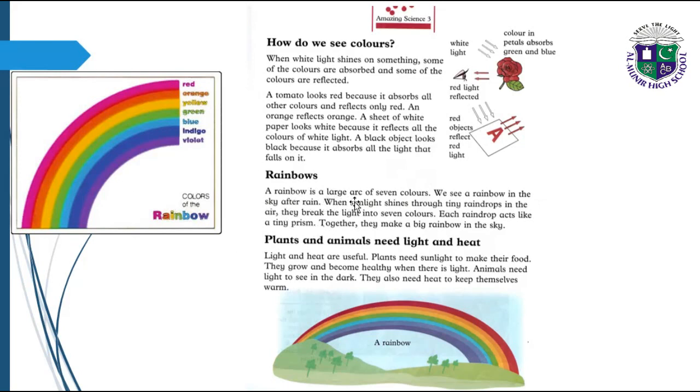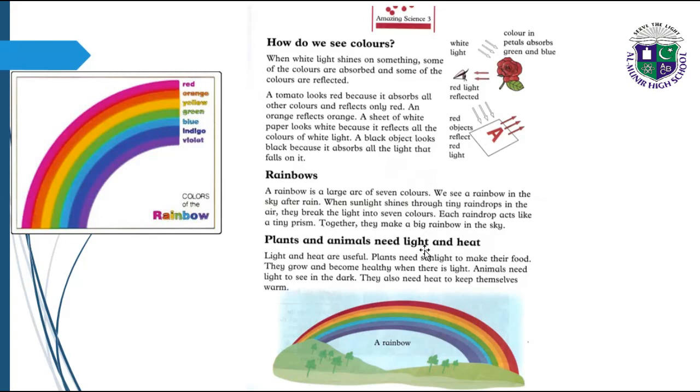Rainbows. A rainbow is a large arc of 7 colors. We see a rainbow in the sky after rain. When sunlight shines through tiny raindrops in the air, they break the light into 7 colors. Each raindrop acts like a tiny prism. Together they make a big rainbow in the sky.